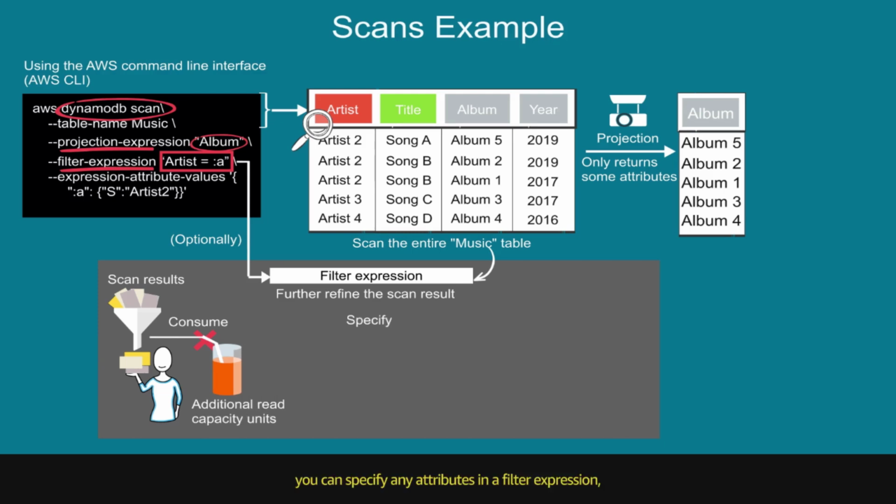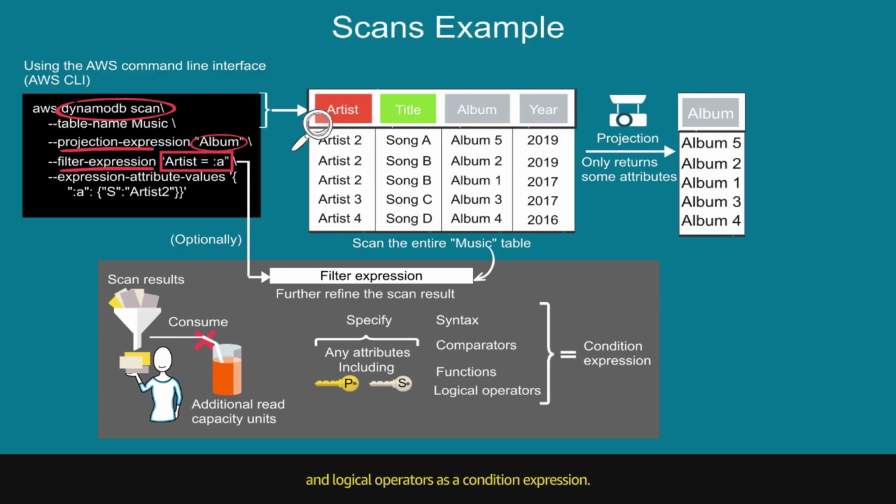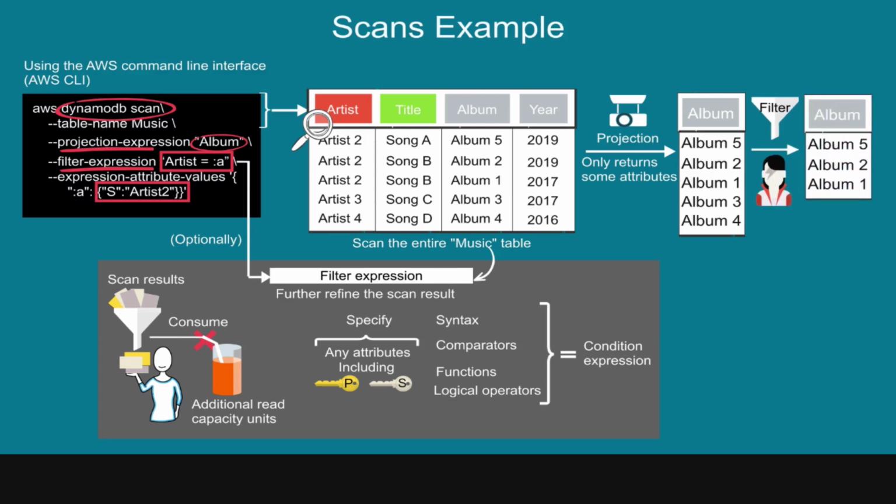With scan, you can specify any attributes in a filter expression, including partition key and sort key attributes. The syntax for a filter expression is identical to that of a condition expression. Filter expressions can use the same comparators, functions, and logical operators as a condition expression. In this example, it filters the scanned results by artist 2. Therefore, only the list of albums by artist 2 are returned.